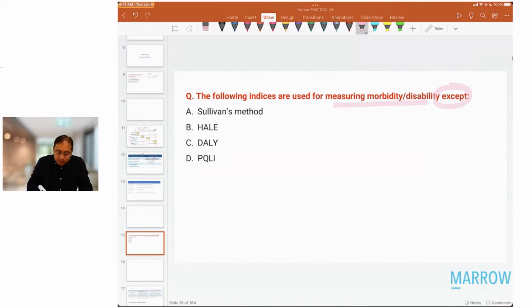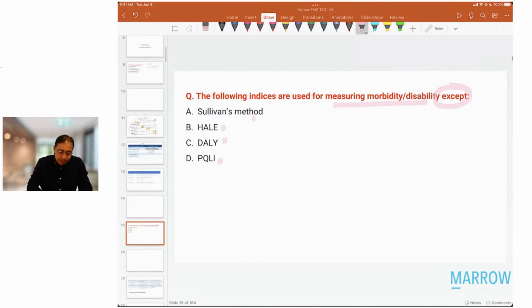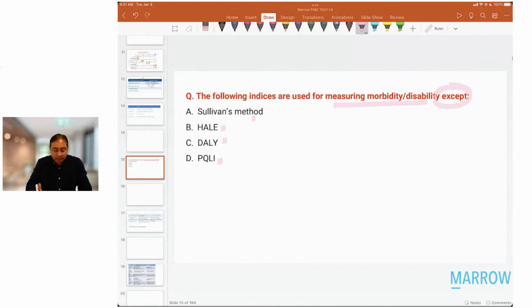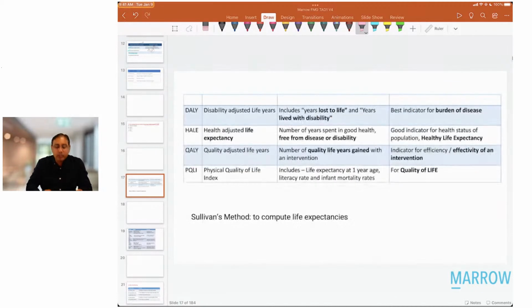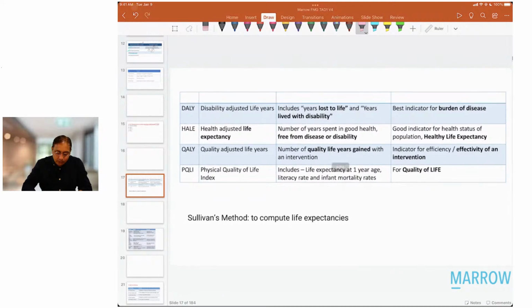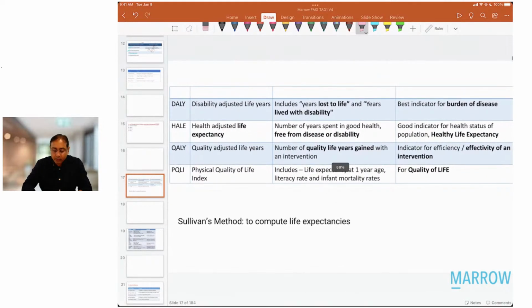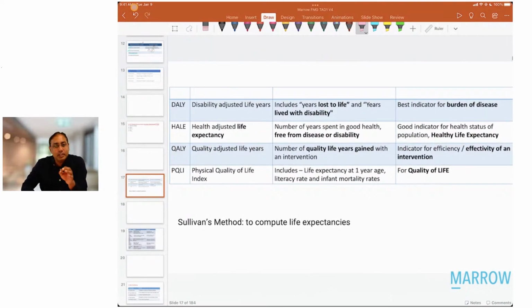Sullivan's method, HALE, DALY, PQLI. Out of these indicators, I think many students must have heard about them. A very quick review. I think everybody must have got the answer also. Very quick, you should remember what is DALY, what is HALE, what is Colley, what is PQLI. Beta, DALY stands for disability adjusted life years.